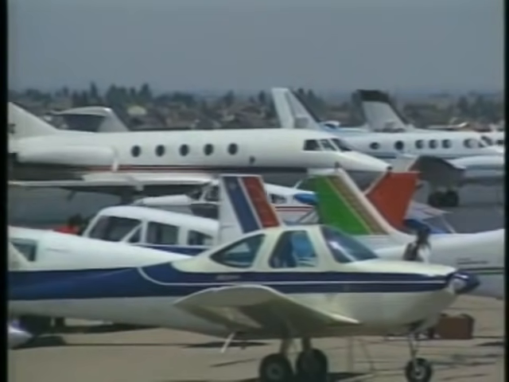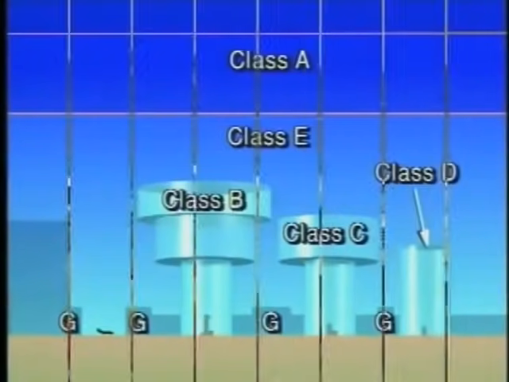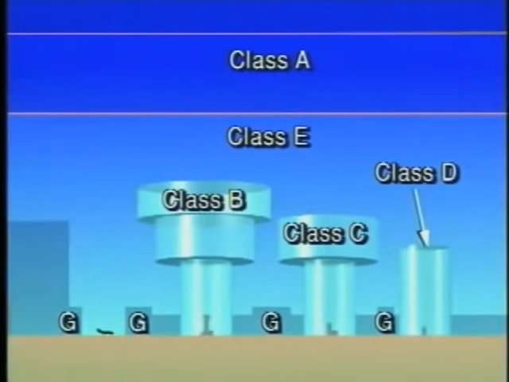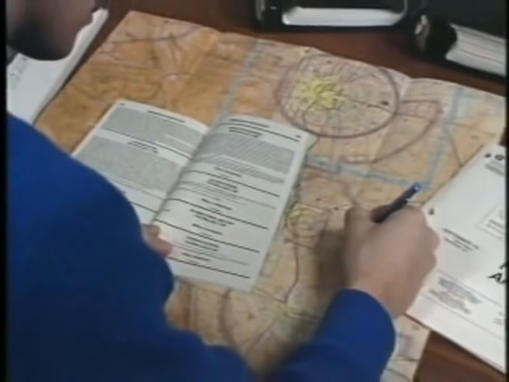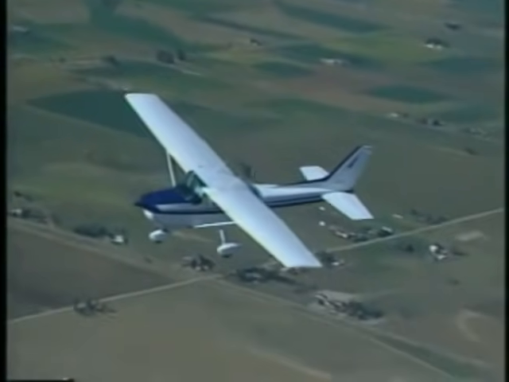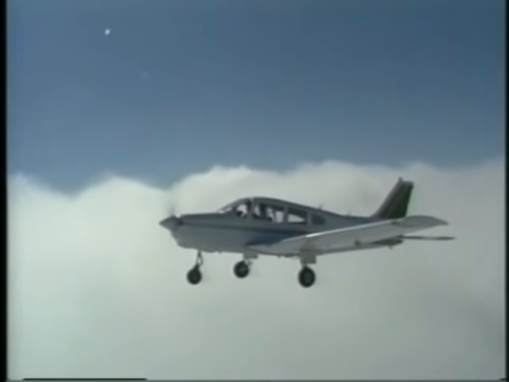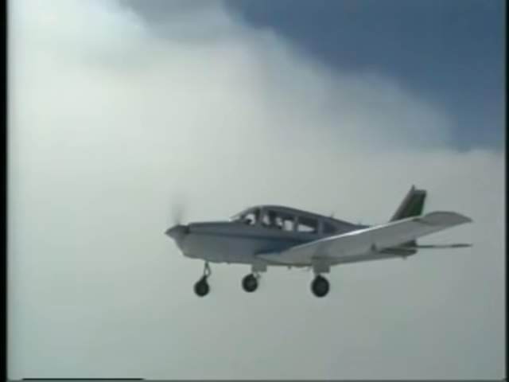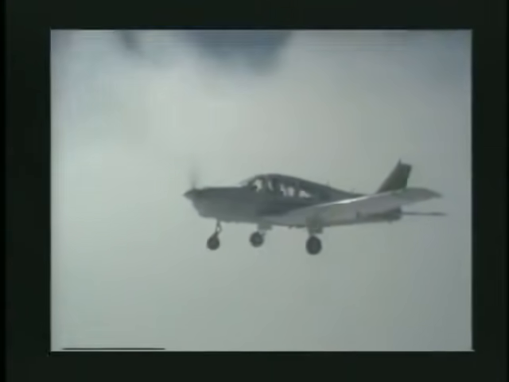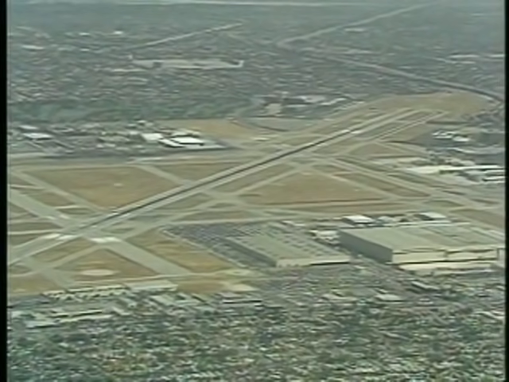During your private pilot training, you are introduced to the airport environment, the structure of the airspace, and ways to obtain and interpret flight information. This program is designed to review these areas and to provide you with additional information pertinent to commercial and instrument operations. Let's begin with a look at the airport environment.